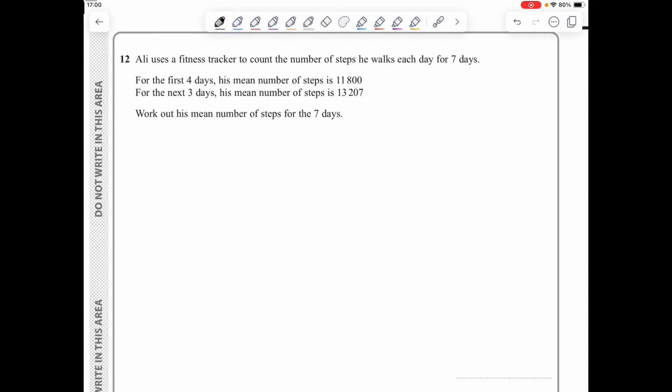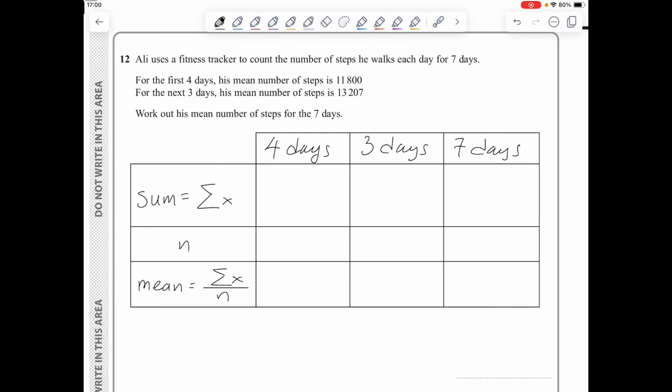For question 12, I'll start with a table where the rows are the sum, n, and the mean, and the columns are 4 days, 3 days, and the total, which is 7 days. Obviously, when we are referring to 4 days, n is 4. Similarly, for 3 days, n is 3, and for 7 days, n is 7. Now, I'll transfer what I'm given in the question onto the table.